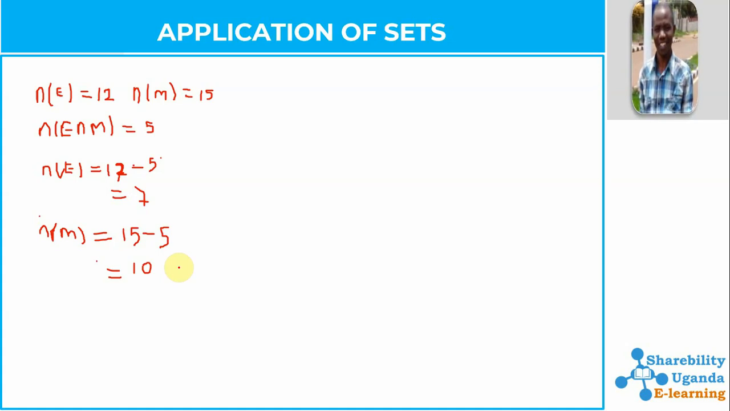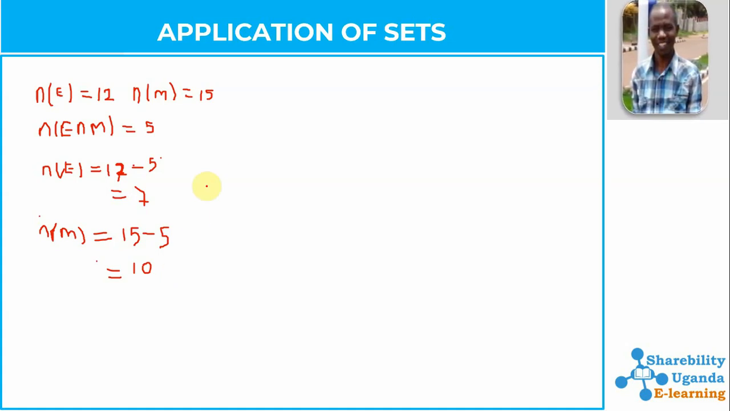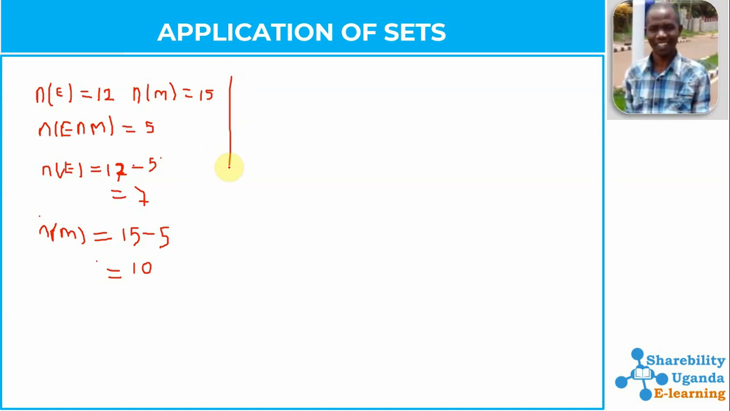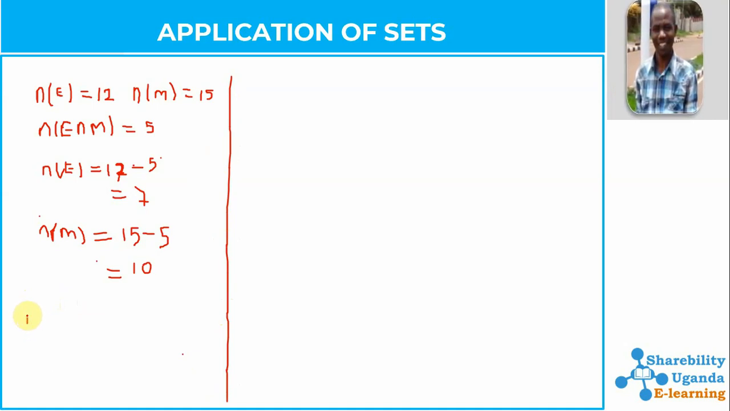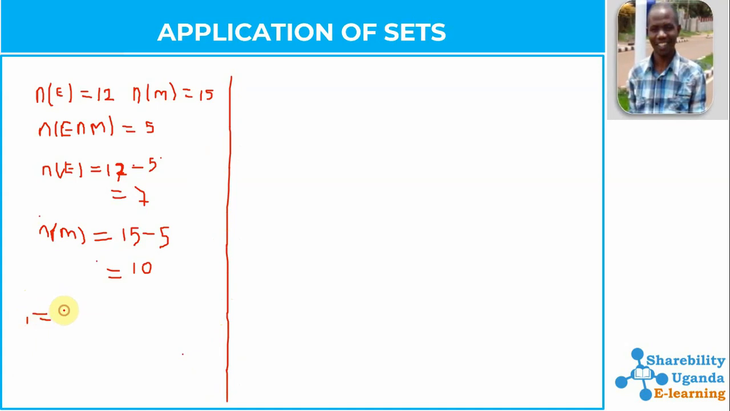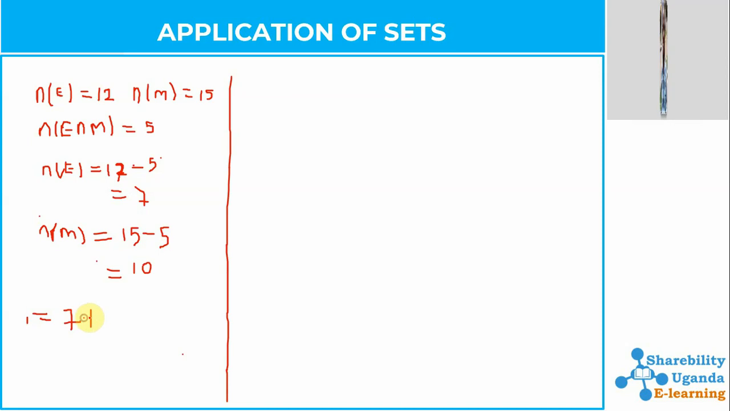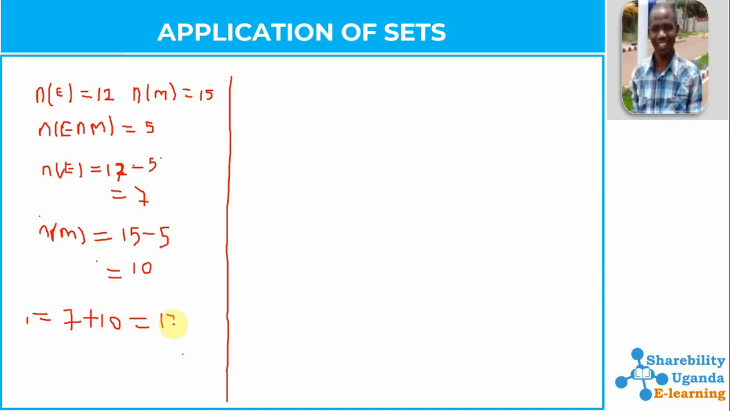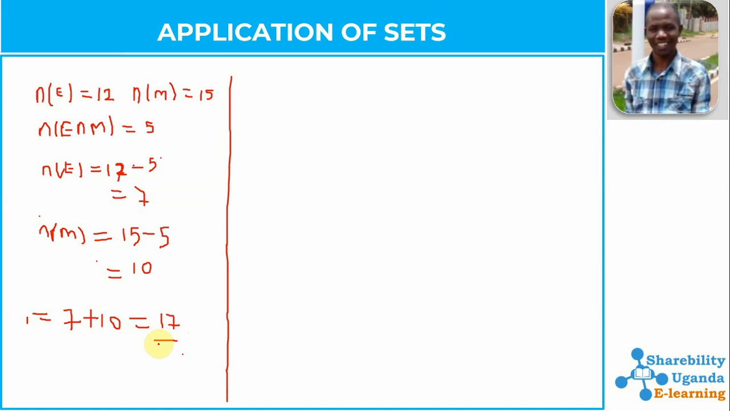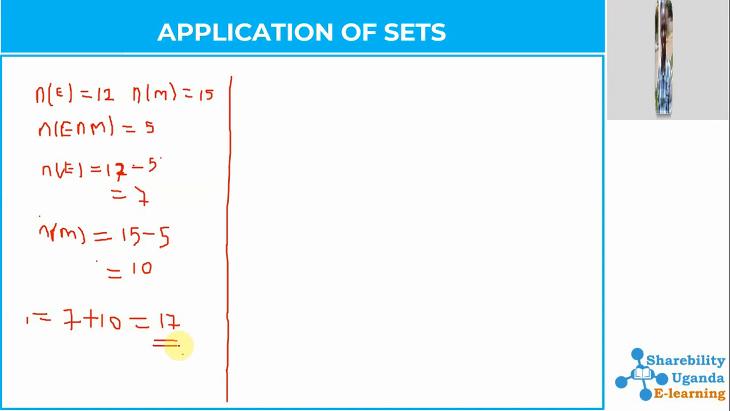So that means after getting the number of those pupils who are doing only one, then we shall be able to add those pupils and get the total number of those people who are doing only one subject. So we are having now our 7, then plus our 7 who do only English, and the 10 who only do mathematics. So we shall be having a total number of 17. So we can say there are only 17 who only do one subject.